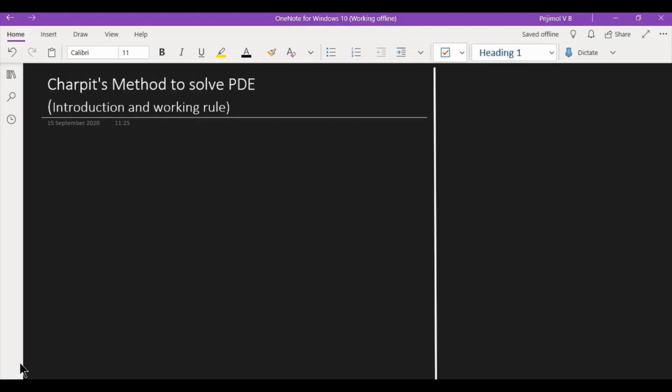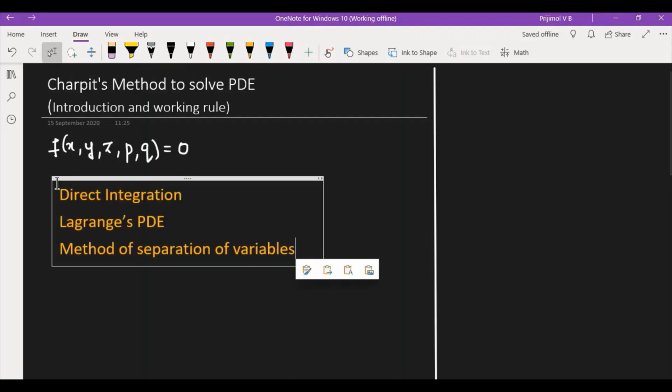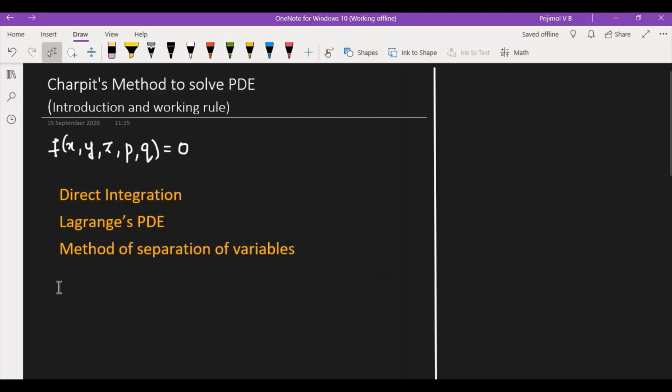Hi everyone, in this video I will be explaining Charpit's method to solve partial differential equations. Now consider a first order PDE of the form f(x, y, z, p, q) = 0. If you are not able to solve this partial differential equation using any of the methods discussed earlier, then we can use Charpit's method.